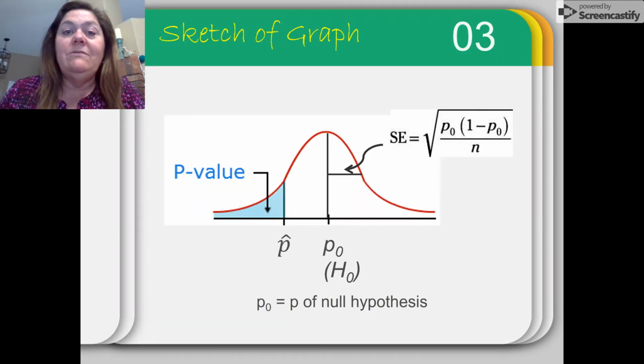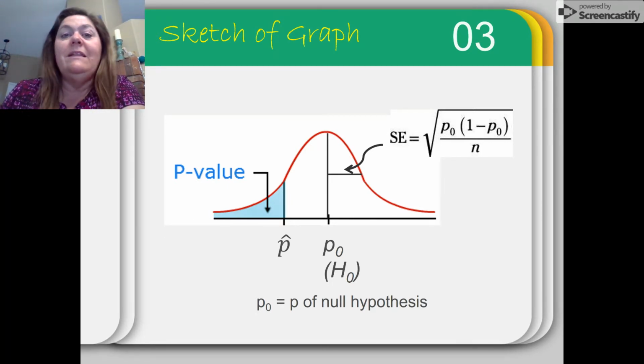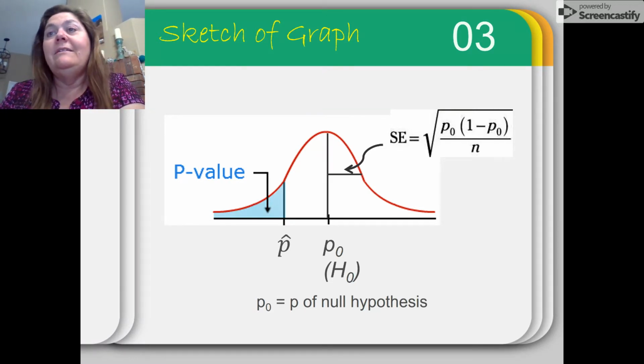Then for the sketch that you have to do for each of these, your p null is going to go in the center, that proportion that is claimed in the null hypothesis. Then you're going to place your p hat that you're testing it against, and whatever it is, one-tailed, two-tailed, left or right, shade in and indicate what your p-value is. Now remember, you always have to mark off your standard error, or that standard deviation of the sampling distribution, which is up there for you to see: p null times 1 minus p null over n, and then square rooted. Again, that's nothing new. We did that for our confidence intervals as well.